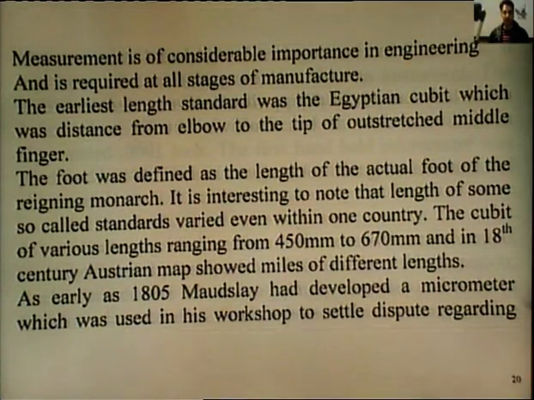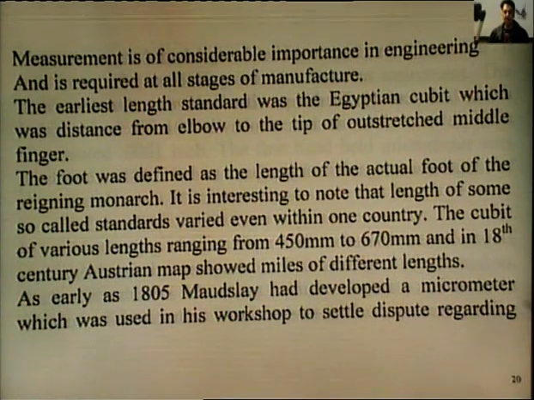And it is interesting to note that the length of some so-called standard varied within one country. The cubit had various lengths ranging from 450 mm to 670 mm. So for different regions the measurement lengths were different. So there was a need for finding out a standard that will be followed globally, to which all of the countries will agree. And in the 18th century, an Austrian map showed miles of different lengths.